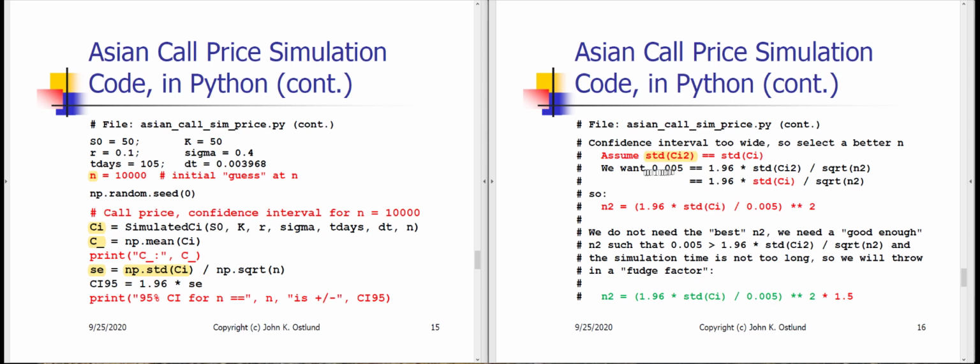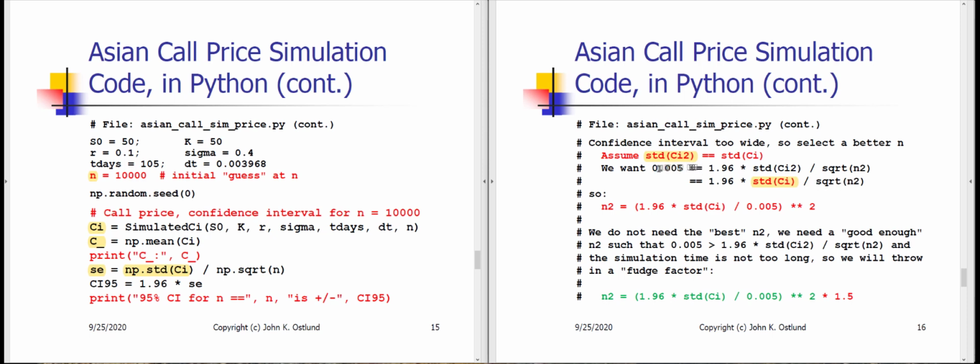So if we want to get a confidence interval that's only a half a penny wide, plus or minus half a penny, we know that we can compute that by 1.96 times the standard deviation of the CI2 divided by square root of n2. But we haven't done the simulation yet, so we don't know CI2. We're just going to assume that we can plug in the standard deviation for the original CI in place of the standard deviation for CI2 and divide by square root of n2 to get ourselves 0.005.